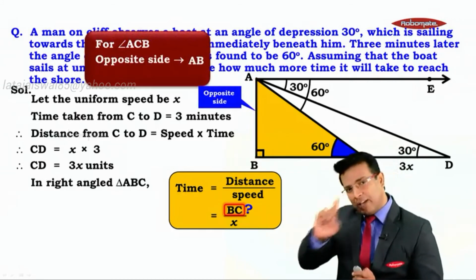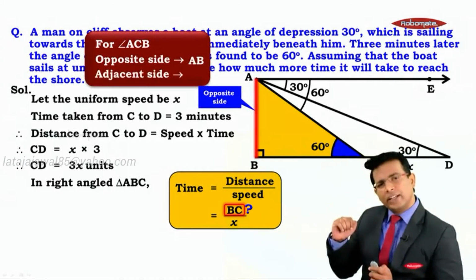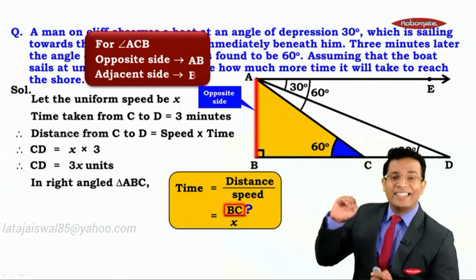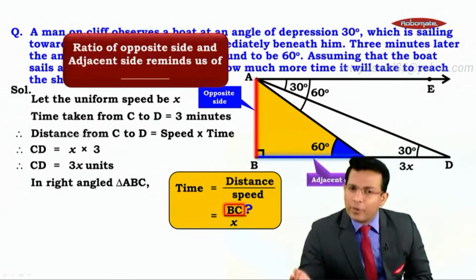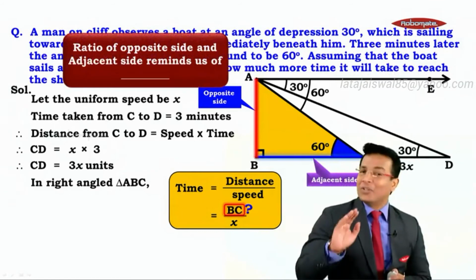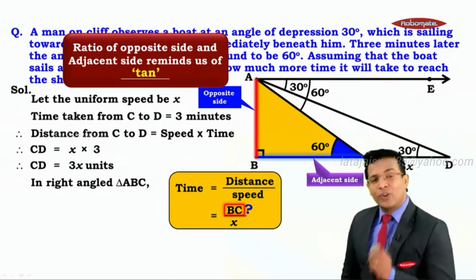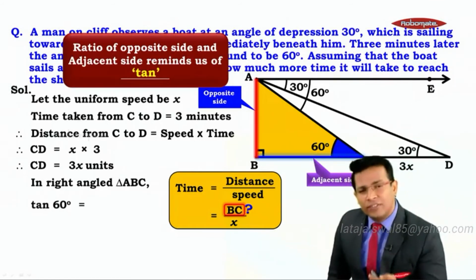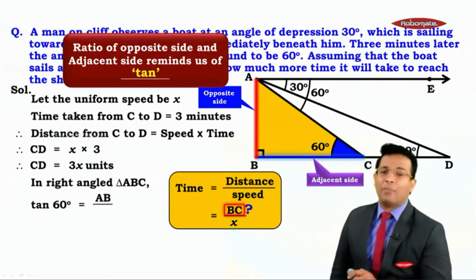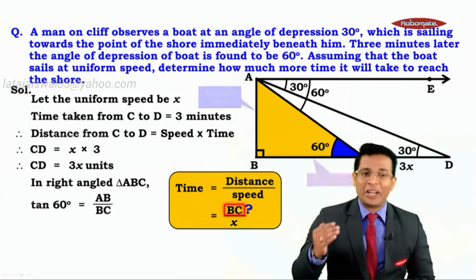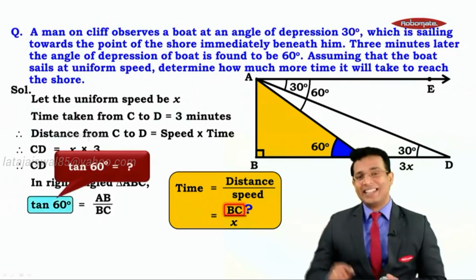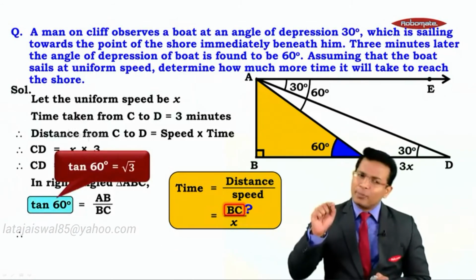Remember, common side, very important. And we need to find the length of BC, which is going to be the adjacent side. So here we are talking about a ratio which involves opposite side and adjacent side. So obviously it has to be tan. So we're going to take tan of 60. So we write tan of 60 is equal to AB upon BC. Now tan 60, from the trigonometric table, we know that the value of tan 60 is nothing but root 3. So we substitute that value there.